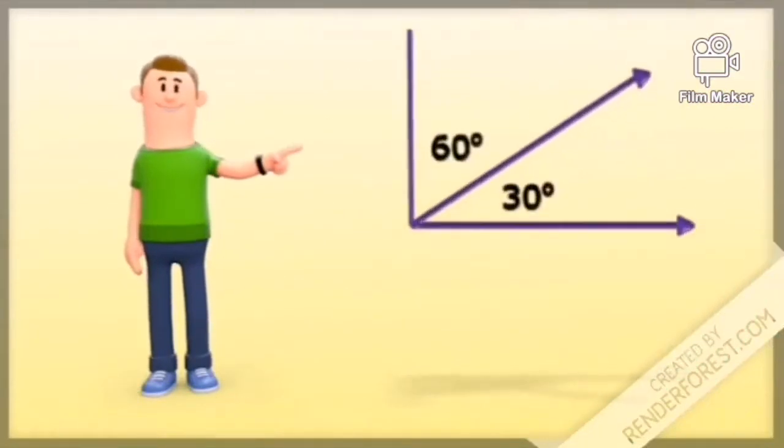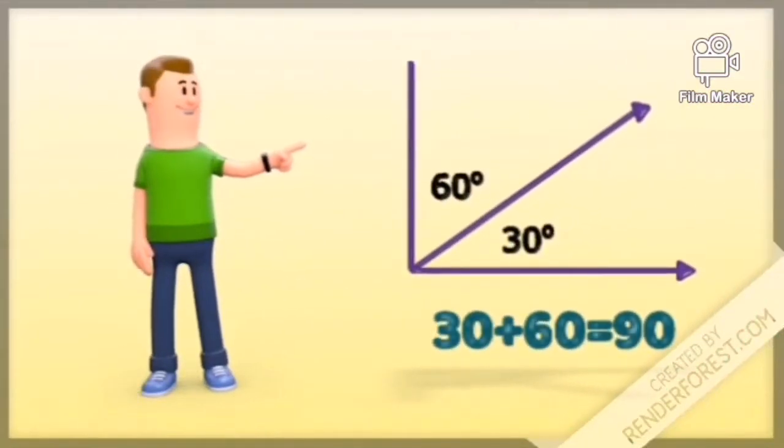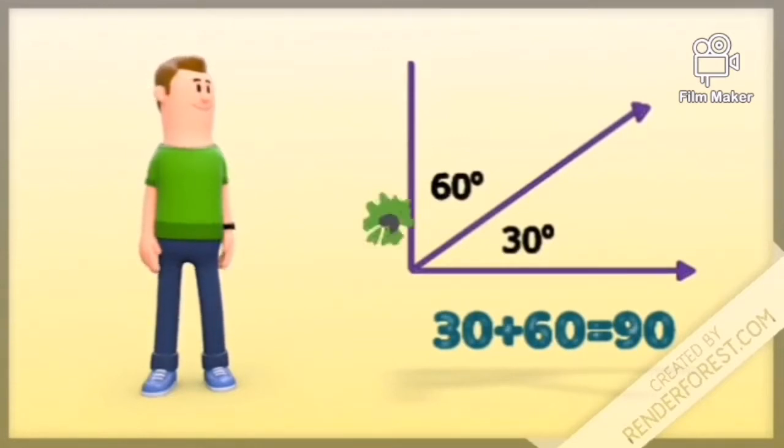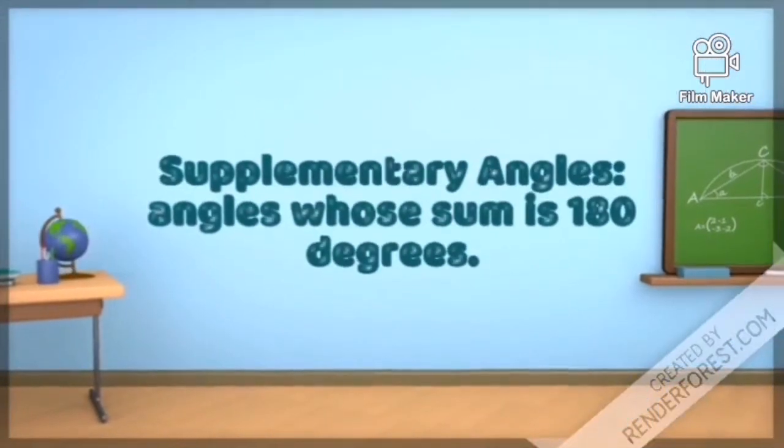Sometimes the complementary angles can be also adjacent, like here they are adjacent, and at the same time if I add their measure they will get 90. So these are adjacent complementary.